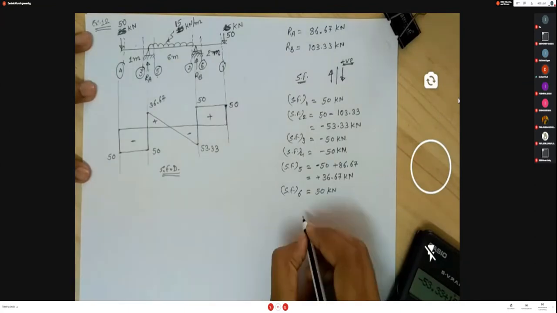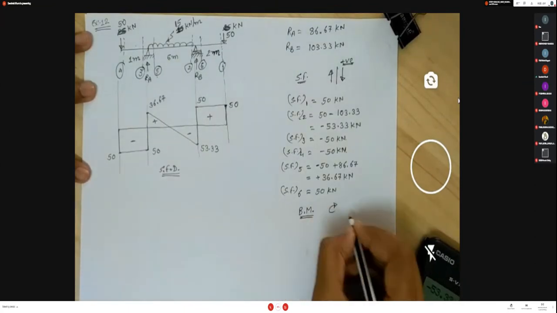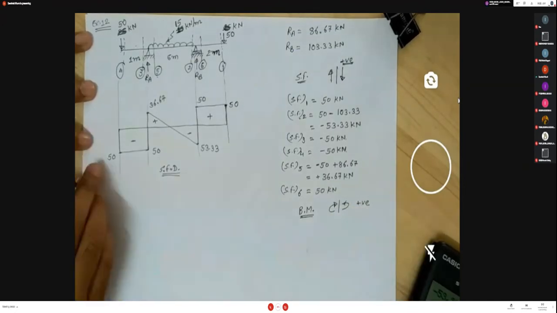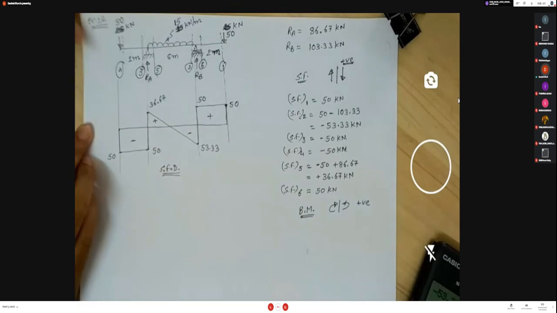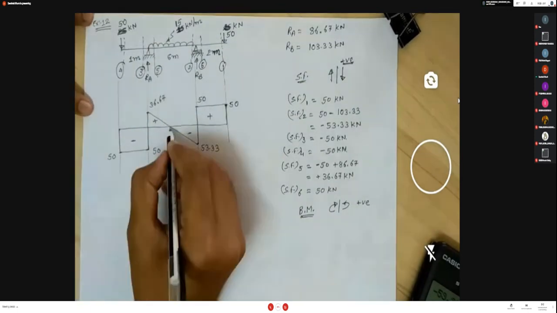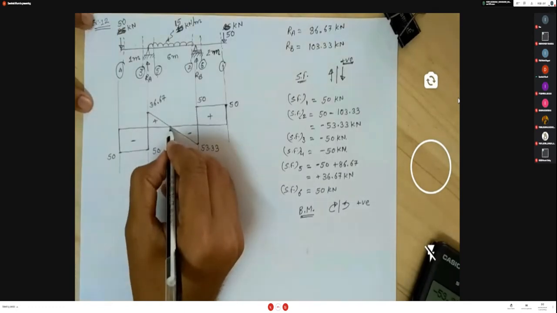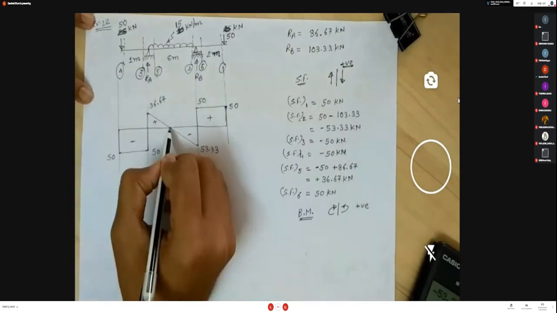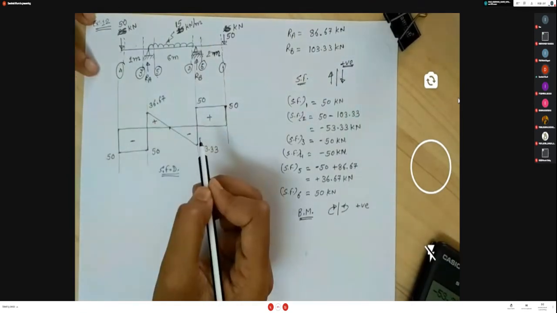Now bending moment. This is the sign convention of bending moment. Left hand side clockwise, right hand side anti-clockwise is positive. At this point, the bending moment value is maximum or minimum. So first of all, you have to calculate this point where our shear force value becomes 0.